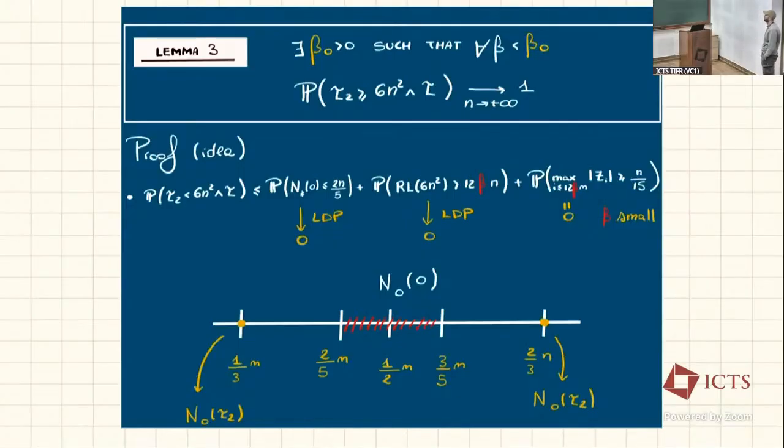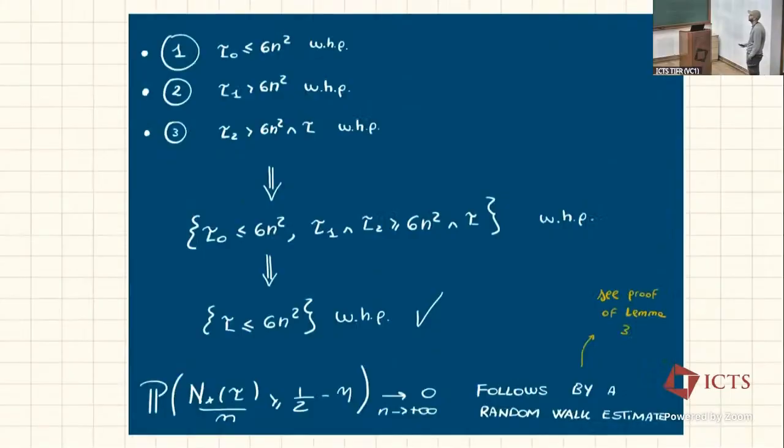This now completes the proof idea of the third lemma. So overall, what we've done is we have bounded the minimum of those stopping times, and then we said that the minimum is not observed at tau 1, and the minimum is not observed at tau 2. So this is a high probability event that tau 0 is smaller than 6n squared, but the other ones are bigger than 6n squared, or at least bigger than tau. So with high probability, our absorption time is smaller than or equal to 6n squared, which is exactly what we wanted to see for the first probability in that proof.